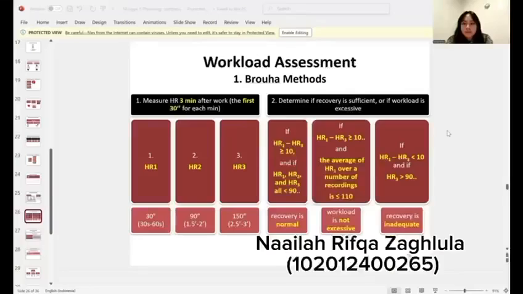We are going to explain the workload assessment, including the Broha method, CVL or HRR, and energy expenditure or energy consumption in relation to heart rate. And we are also going to solve the exercise, a story about Mr. Echo, Mr. Ergo, you and your friends.